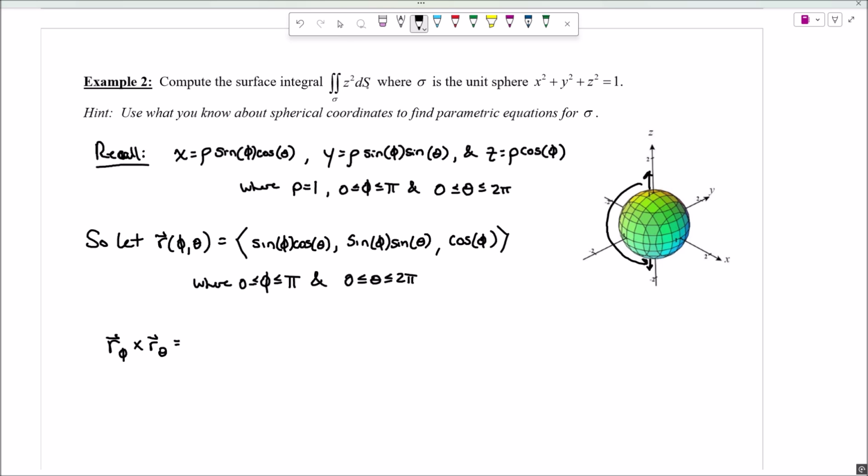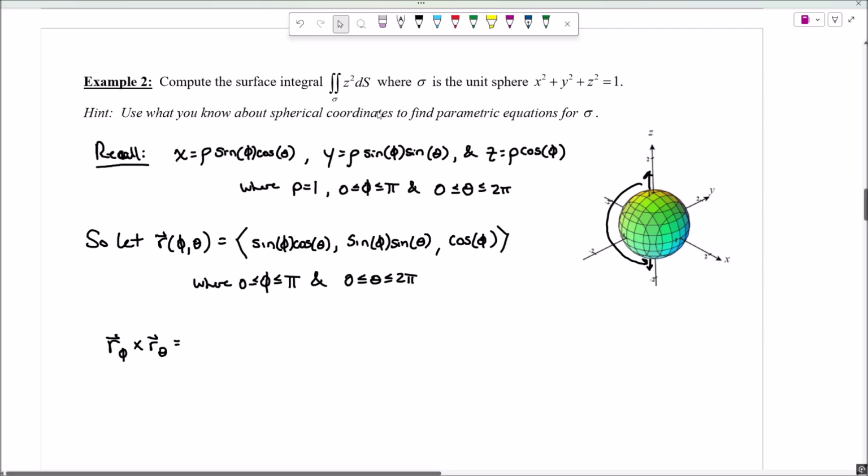Now I would ask that you go ahead and try to pause the video here, see if you can work through what this cross product would look like. Attempt to find its norm and see if you can take it from here to actually setting up what this full integral would look like. And when you're ready to watch me work through the rest of the solution, you can unpause.